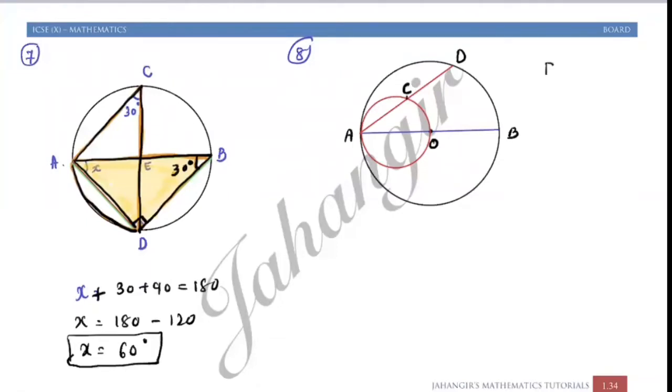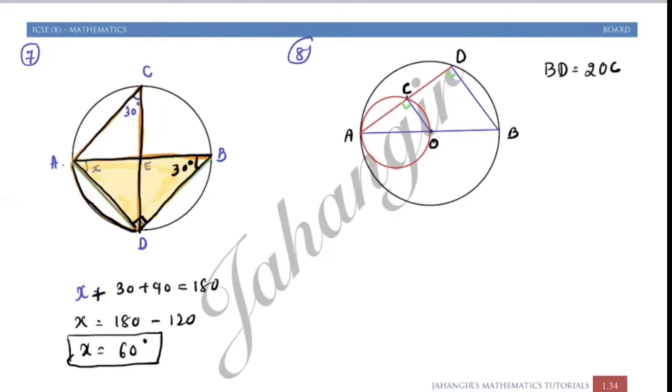Then you have to prove BD is equal to 2 OC. So first we will join BD and OC. You have to join this. Now after joining this, I will write angle ACO is 90 degrees because it is inscribed in a small circle. Angle inscribed in a semicircle is a right angle.